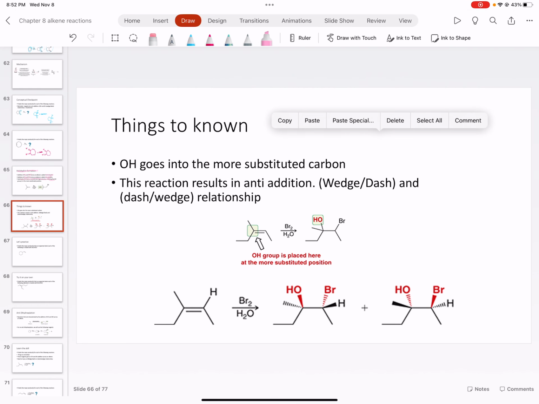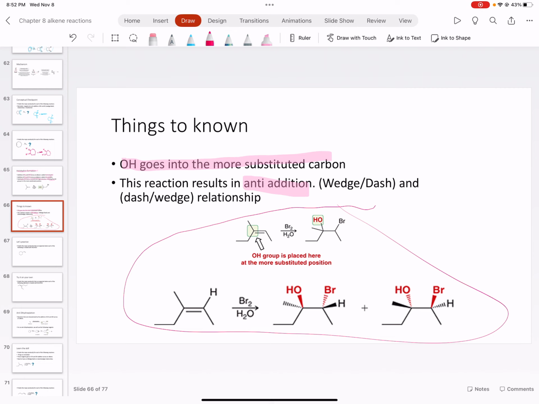So things to know. OH goes on the more substituted, and this reaction is also an anti-addition. That means we're adding that OH on a wedge and the bromine on a dash, or we're adding the OH on a dash and the bromine on a wedge. I would personally draw this in my notes and put, remember we're doing anti-addition, wedge dash or dash wedge, OH on the more substituted, and my halide goes on the least substituted.